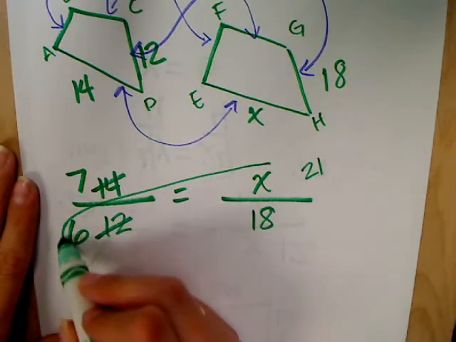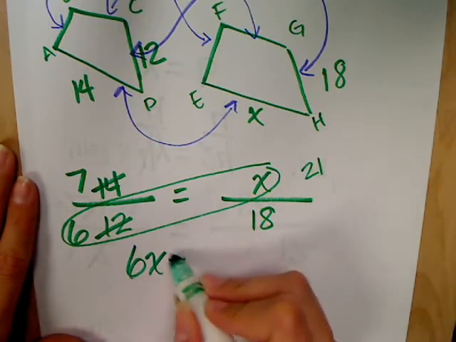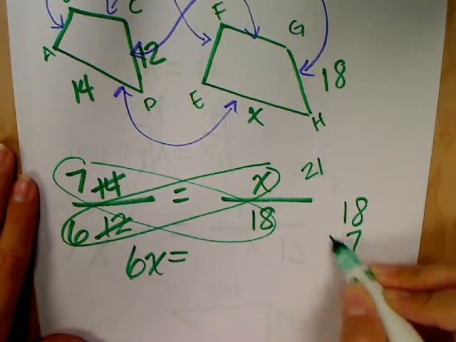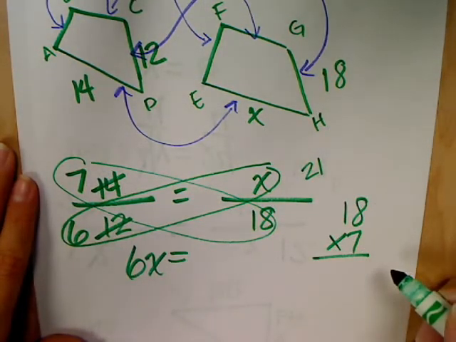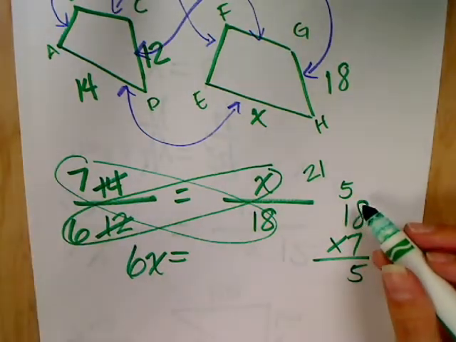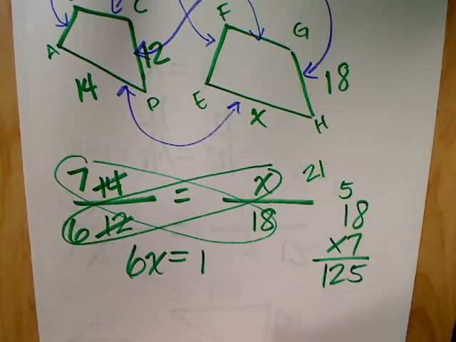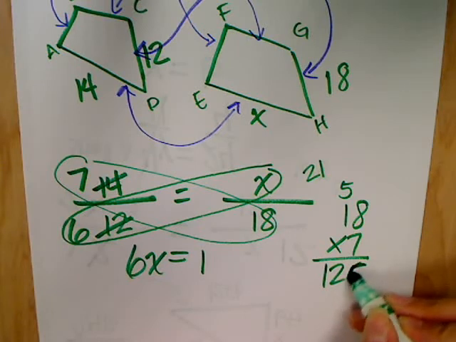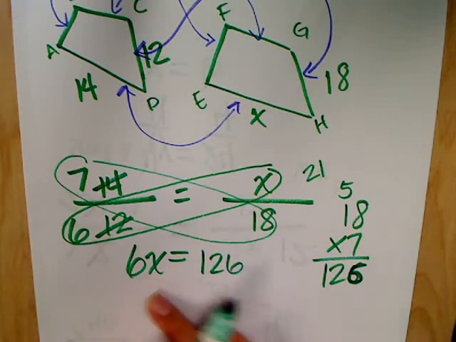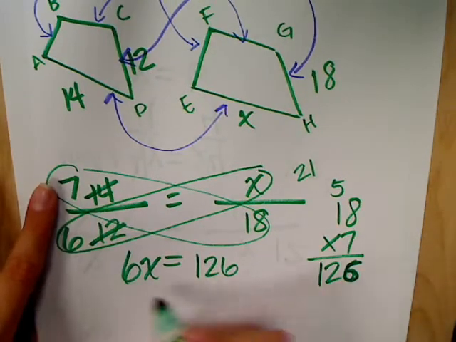So I have x times 6, which is what? 6x. Sure, 6x. Bring my equal sign down. 7 times 18. What's 8 times 7? 56. Good. 7 times 1 is 7 plus 5. 126. Yes. Oh, that should be a 6. Thank you. So 126 equals 6x. And at this point, what do I do? Divide. Yes, what am I going to divide by? 6. Good.